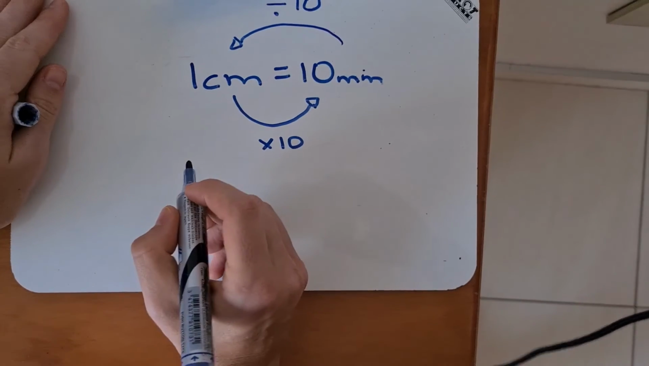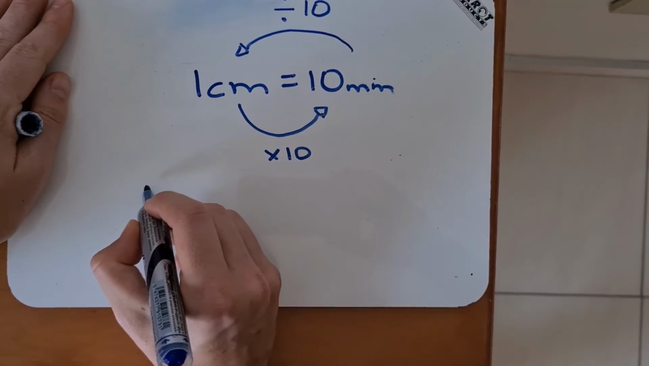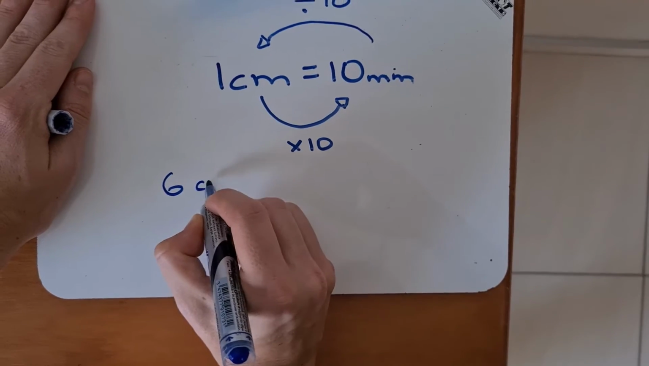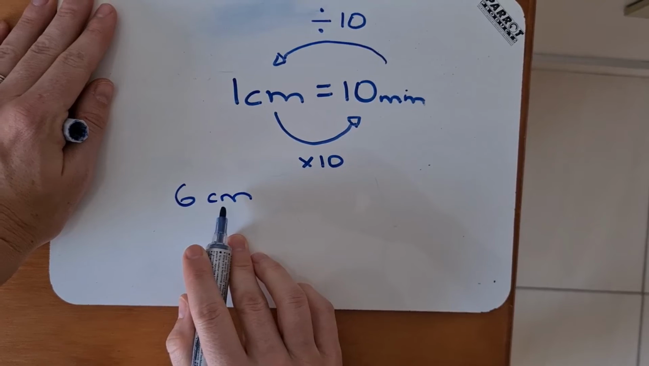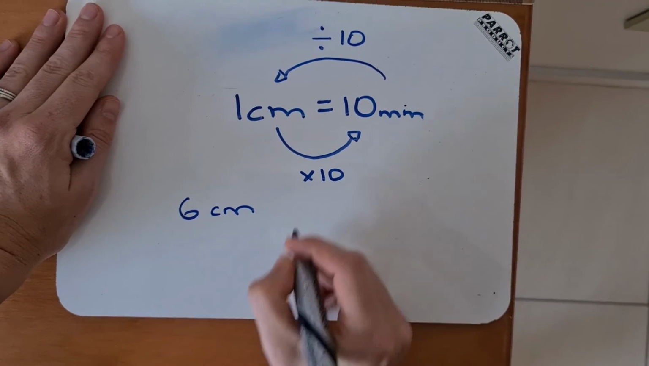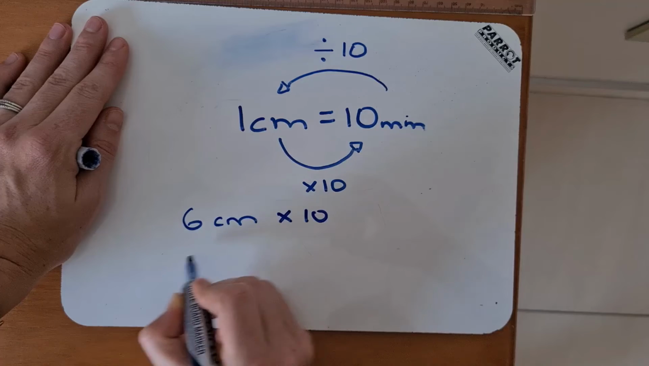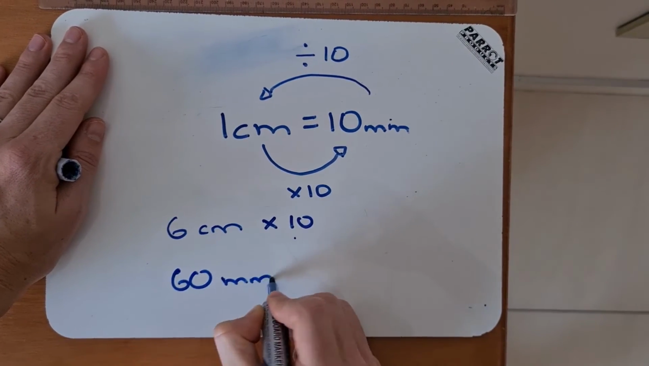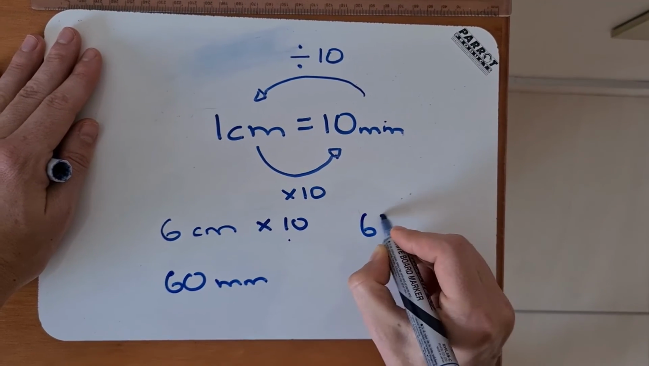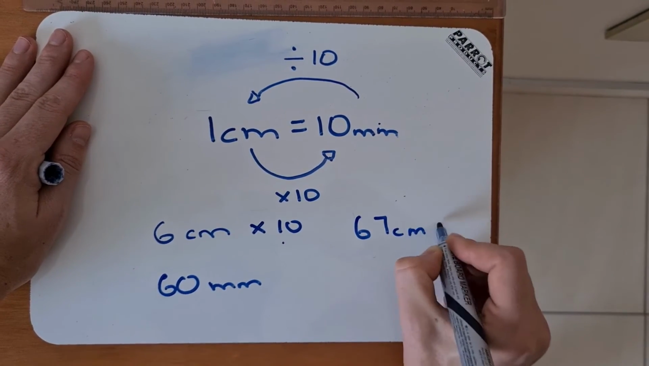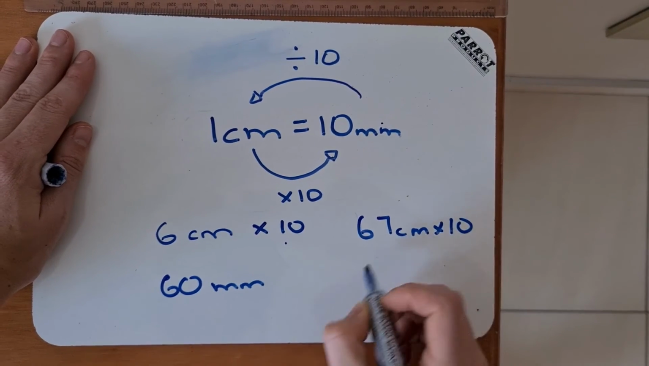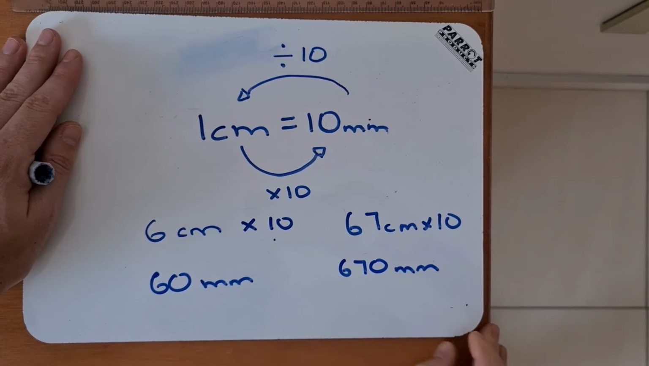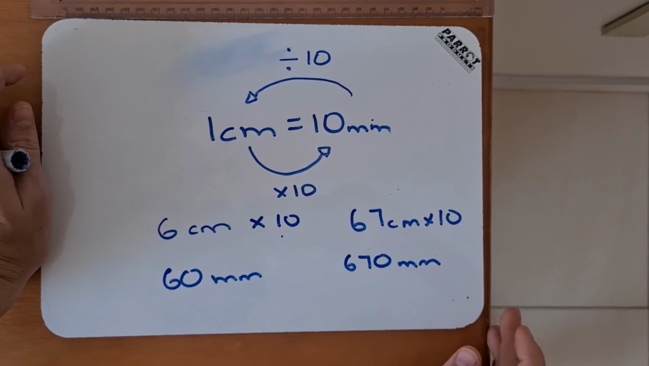Sorry. So if we have, let's take a number like 6 centimeters, and we want to turn that into millimeters, we're going to be timesing it by 10. So 6 times 10, and you know that that would be 60, and we would have 60 millimeters. Or if we had something like 67 centimeters, we would times that by 10, and all you do is you add the 0, 670 millimeters.